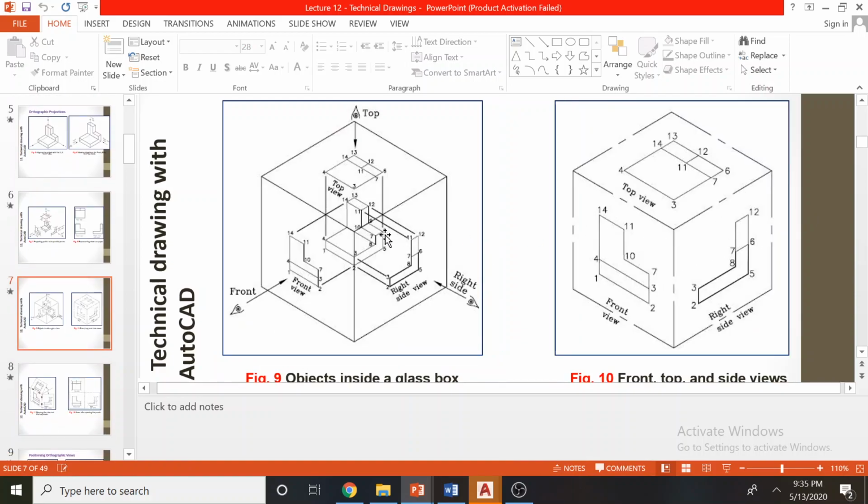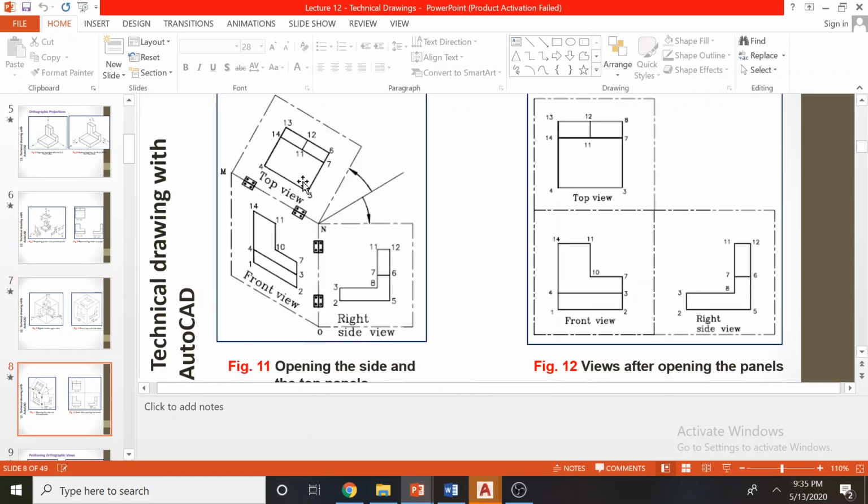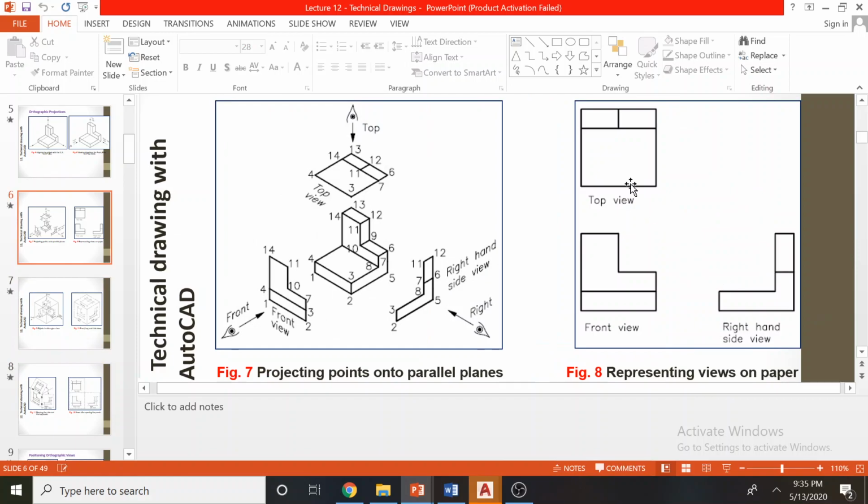Then you can project these onto a cube even, and this is the front view, top view, and the right side. So this cube can now be unfolded like this, so you can get the top view, front view, and right view like this, similar to the picture here.